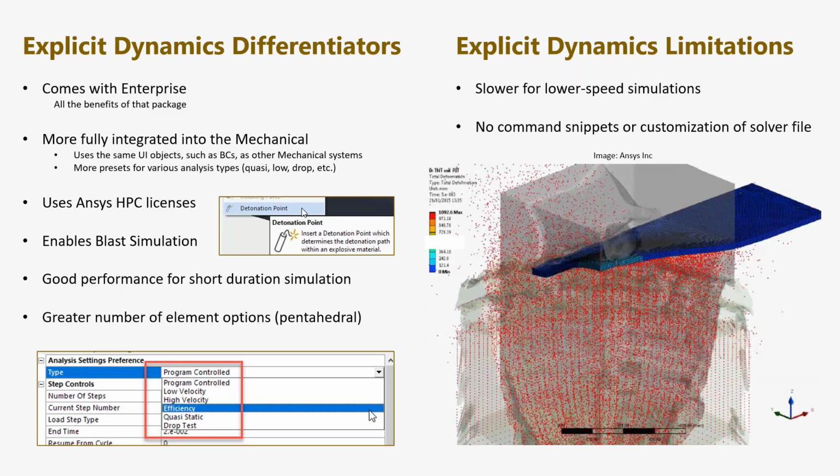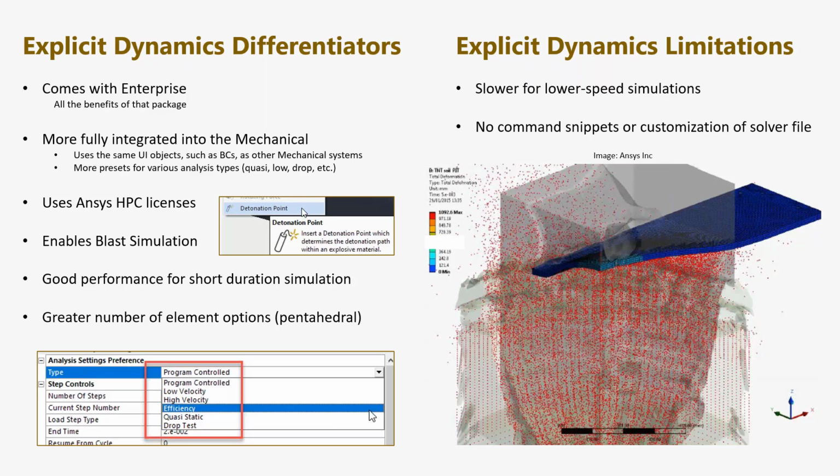It uses Ansys HPC licenses, which is huge. So if you're already using HPC licenses for other types of solutions, CFD, mechanical or otherwise, you can use those with Explicit Dynamics. It does enable blast simulation, on a basic level, inside of Workbench. It has great performance with really dynamic, really short duration simulations, although that does start to drop off a little bit the longer running the simulation is. And it has a greater number of element options just in general. So for instance, you can use pentahedral elements, whereas you can't use those with LS-DYNA.